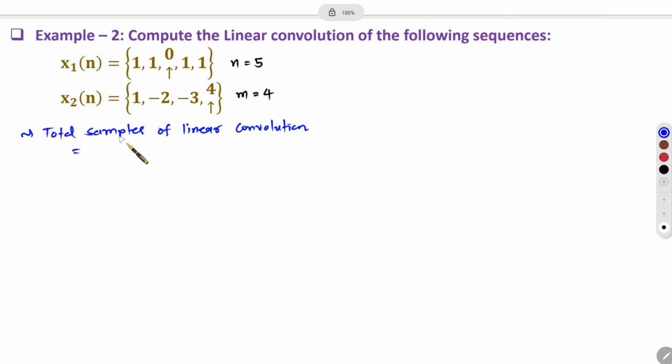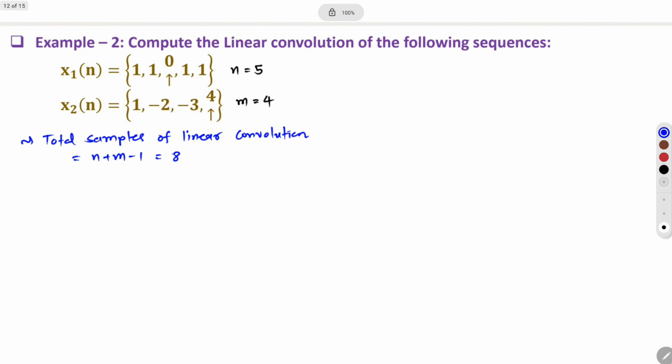Total samples of linear convolution will be n plus m minus 1. Here we have the value of n and m. So 5 plus 4 minus 1 means 8. Now I will identify magnitude of each and every element. To have magnitude, now I'll be using matrix.